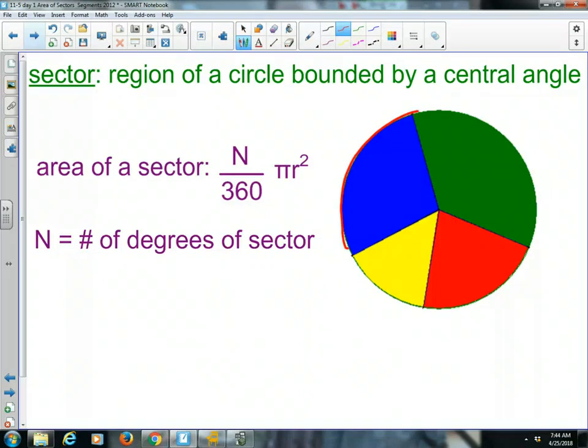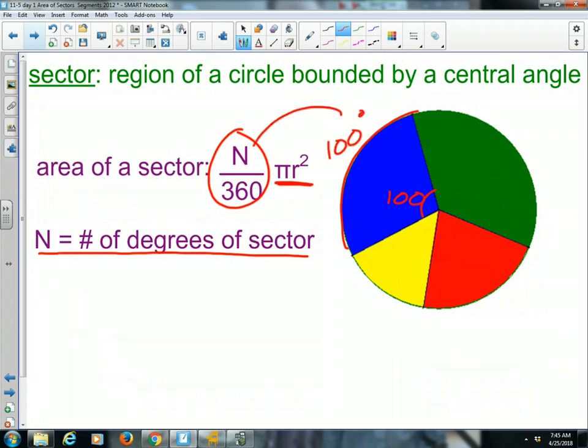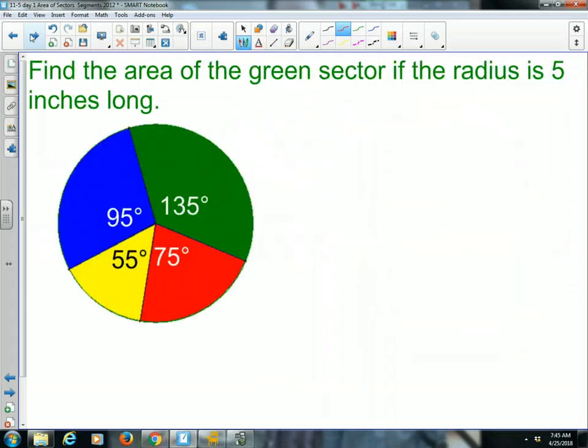Here's how you find the area of a sector. The area of a circle is pi r squared. The whole circle, pi r squared, gets the amount of square units in a circle. But if we're just looking for a certain section or sector of the circle, we have to multiply by the number of degrees divided by 360. As you can see here, n equals the number of degrees. So if this angle is 100 degrees, or if this arc is 100 degrees, that number goes in for n. Okay? So let's practice this first one.